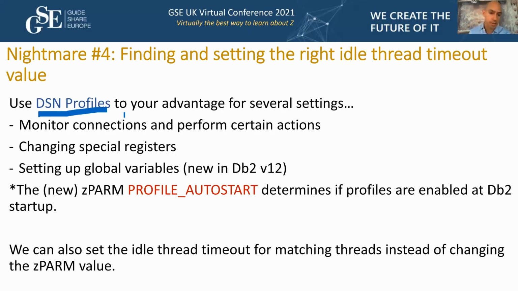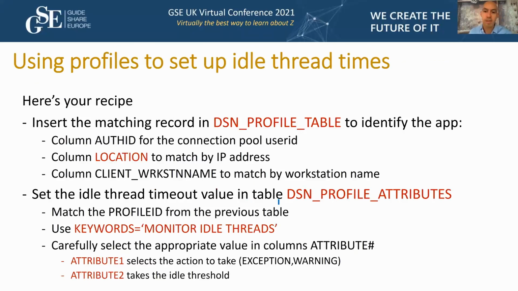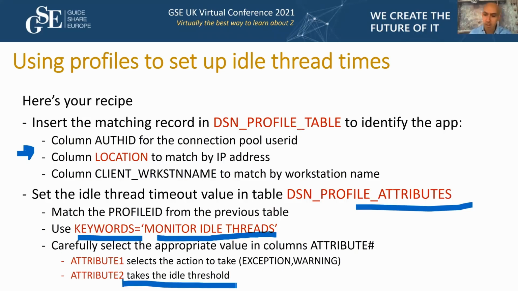And another reminder is you have another new ZPARM to tell you when these profiles are going to be activated. So this is what we will do. The recipe is indeed the same. So I will still define my profile ID, and then in profile attributes, I will go to the column keywords, but in this case, I will use this string. Attribute number 2 will take the value that it would take as the threshold. Attribute 1 is going to tell DB2 what to do, if you want a message or if you want it to be canceled. There are many combinations, so check it in the manuals before defining it.